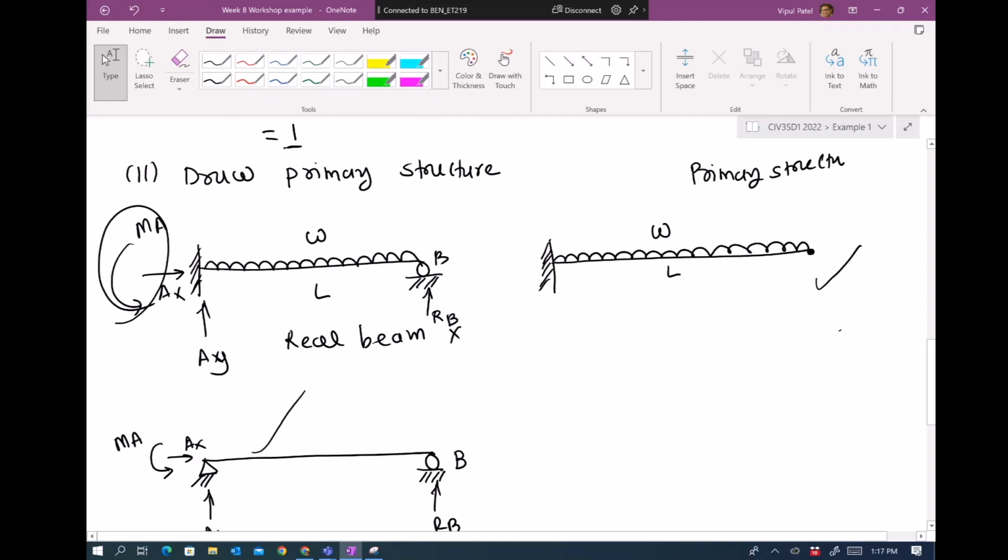There are 6 equilibrium conditions, by the way, in 3D. Sum of the forces in X and sum of the moments about X, sum of the forces in Y and sum of the moments about Y, sum of the forces in Z and sum of the moments about Z. But we are working in a 2D plane. So in that case, we remove those 3, and we end up with 3.